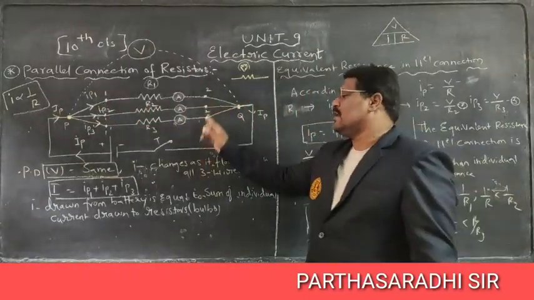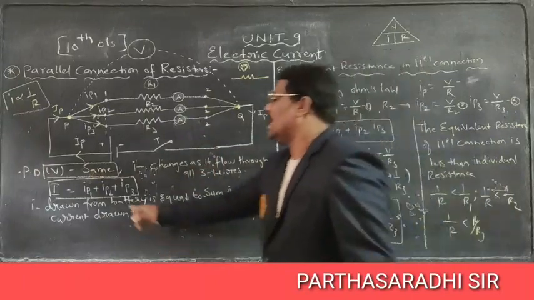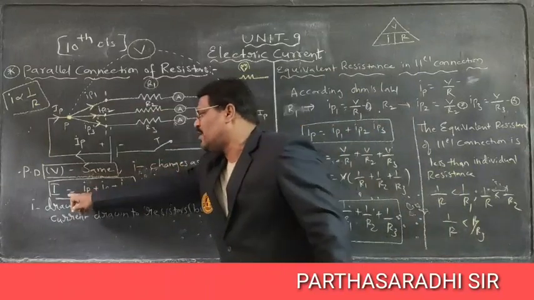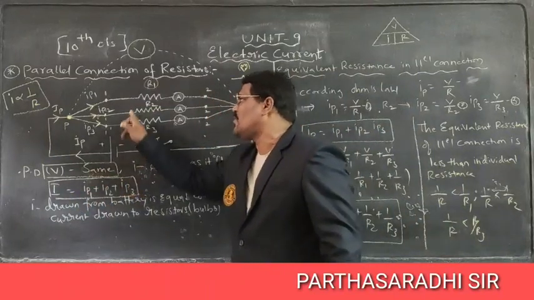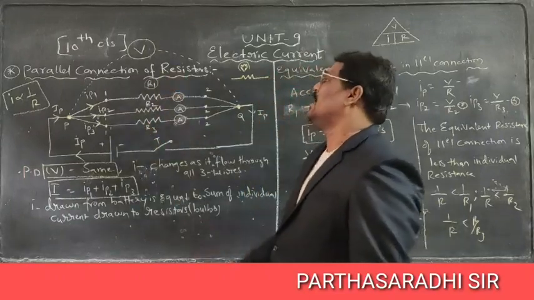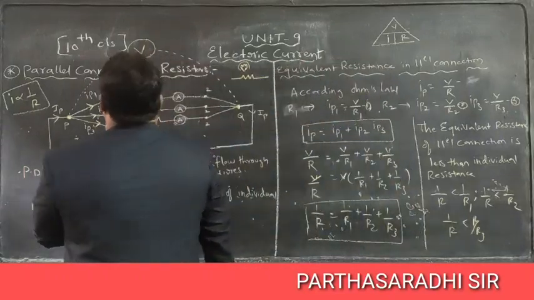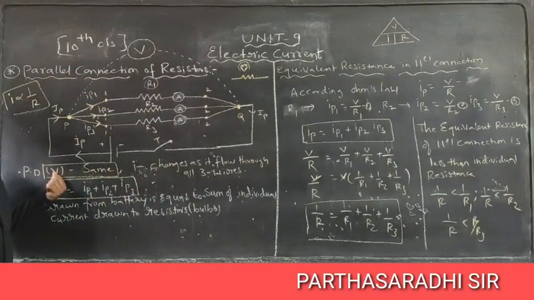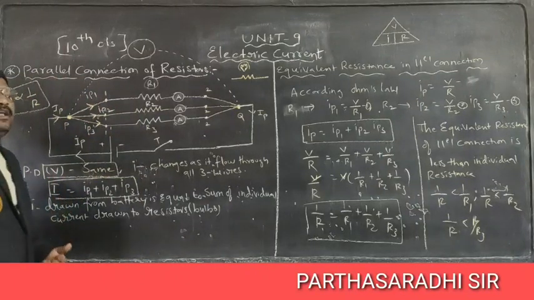In a parallel connection of resistors, high current will be drawn from the battery, and the total current flowing will be equal to the sum of the individual currents flowing through resistances R1, R2, R3. That is the main concept when we are connecting in parallel connection, where potential difference remains the same and current flowing varies.